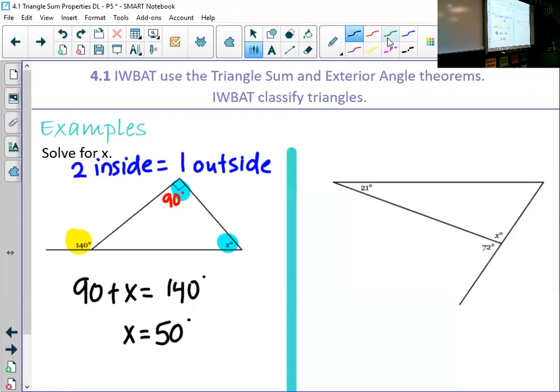What do you mean by add them all? What would you be adding? So you're saying 140 and 90 and x? Make sure that if you're adding all of them and setting them equal to 180, that you're just adding the interior ones. 140 is on the outside. But how would we know what this interior angle here is?